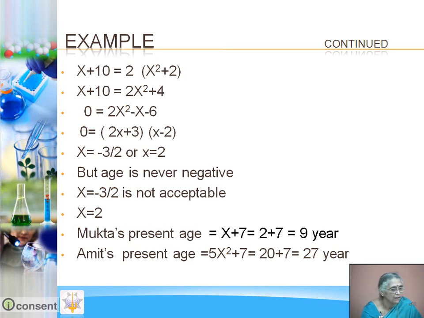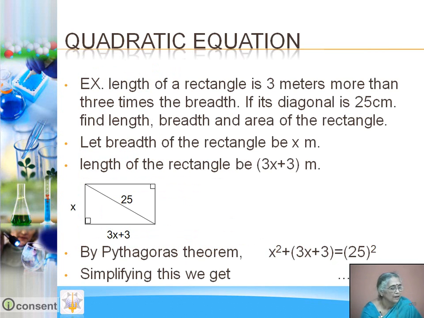So x is equal to minus 3 by 2 is not acceptable. So we write x is equal to 2. And Mukta's present age is equal to x plus 7, that is 2 plus 7, which is equal to 9. And what is Amit's present age? It is 5x square plus 7, which is equal to 20 plus 7, which is equal to 27 years. So your answer is Mukta's present age 9 years and Amit's present age is 27 years.